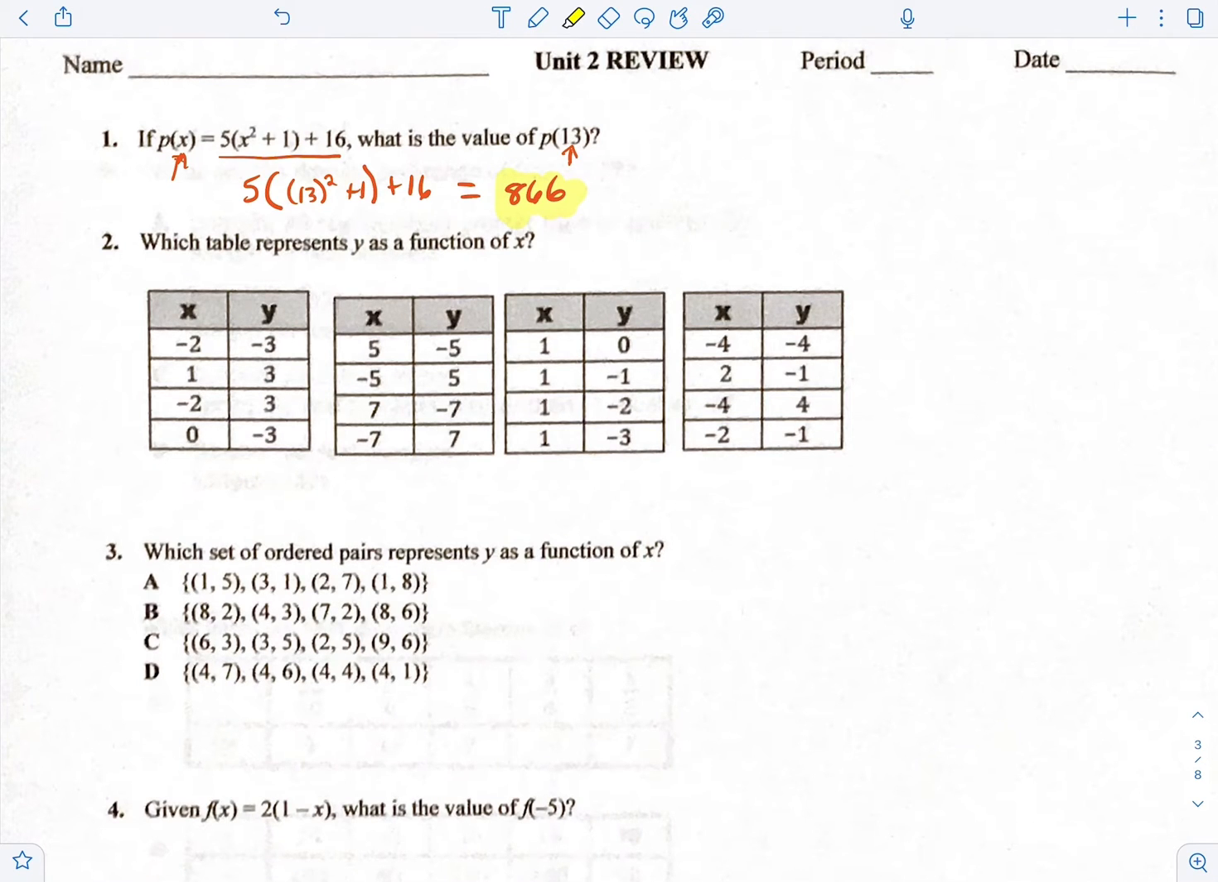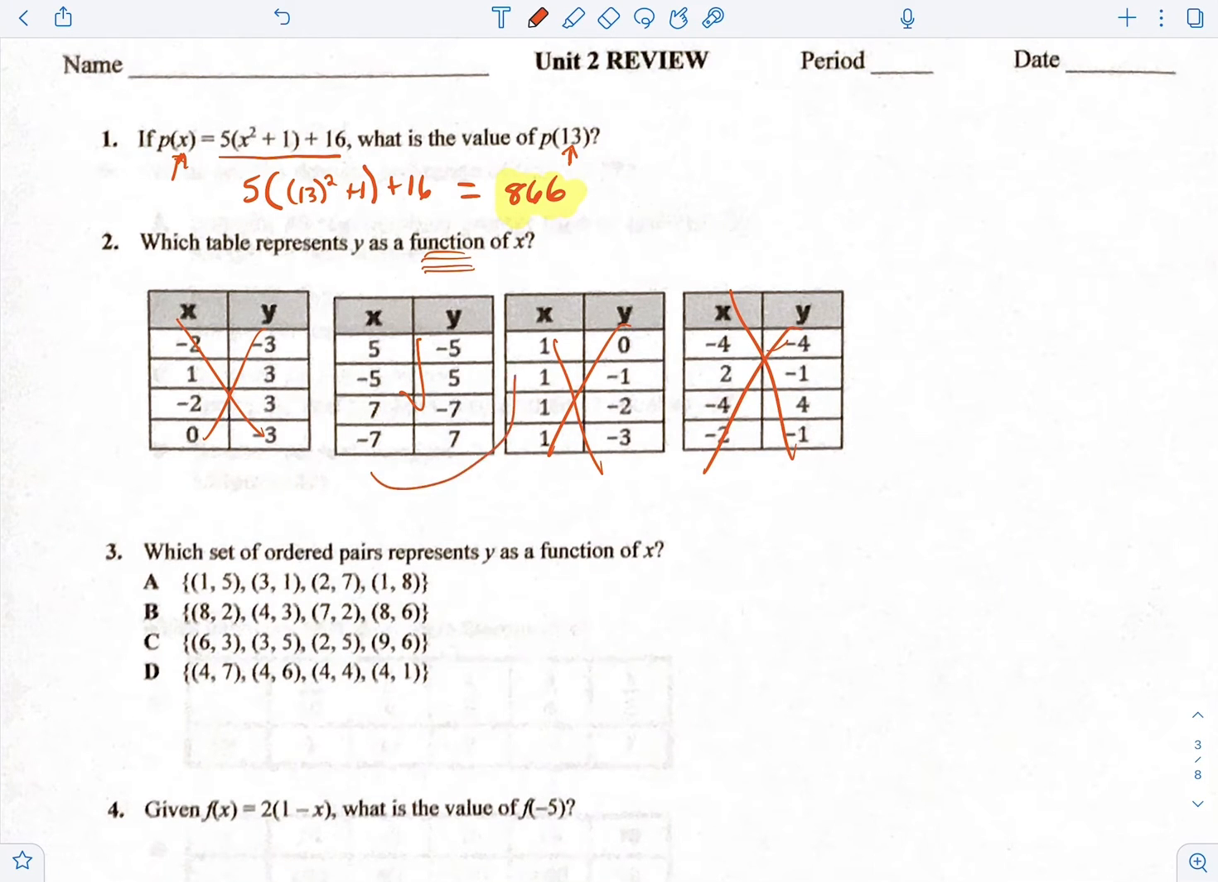With number 2, it says, which table represents y as a function of x? Keyword function. Remember, functions where x's cannot repeat. If we look here in the first one here, the negative 2's repeat. So that's not it. If we look here, nothing repeats, so perhaps this one is it. Here, the 1's repeat, right? So that's not it. And here, the negative 4's repeat. So that's not it.